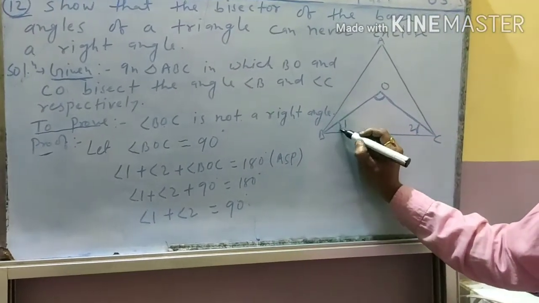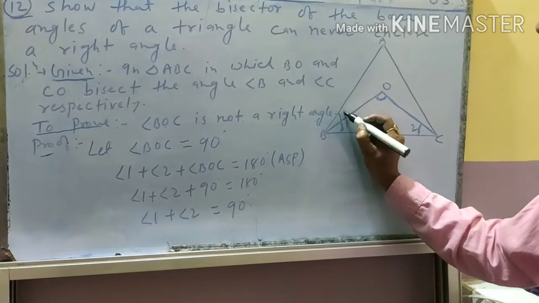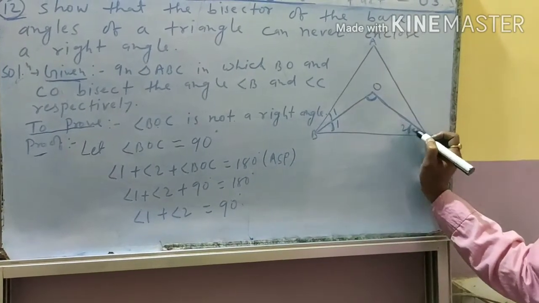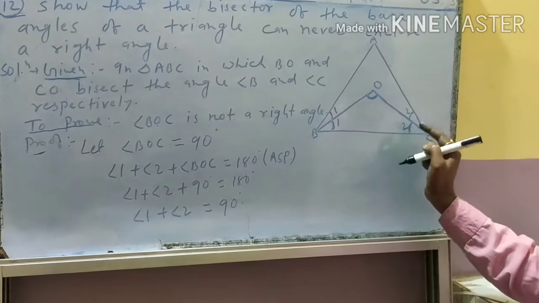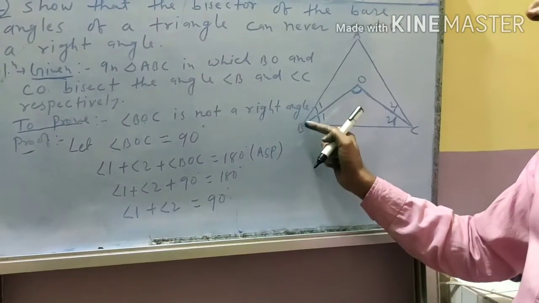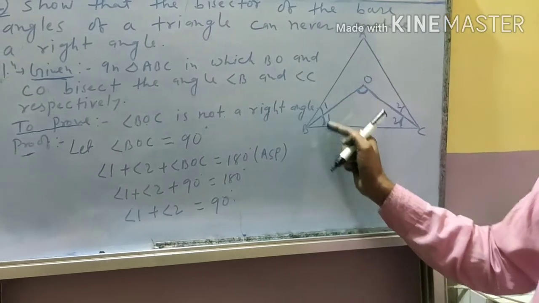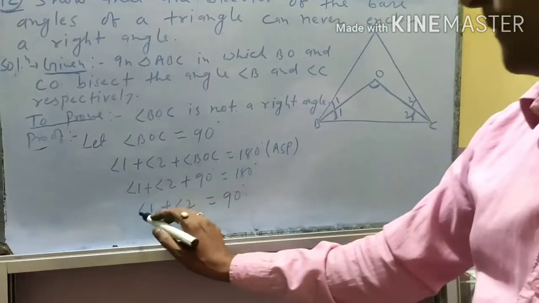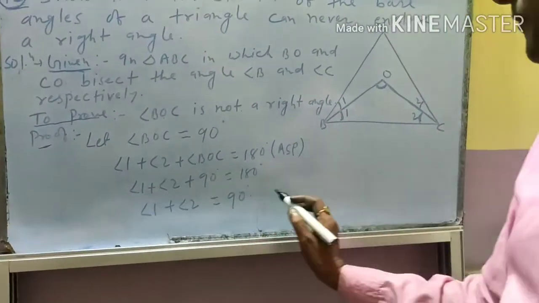We know that if this is angle 1, so this is also angle 1. If this is angle 2, this is also angle 2, because this line is the bisector of this angle and this line, BO, is also a bisector of this angle. So multiply both sides by 2.